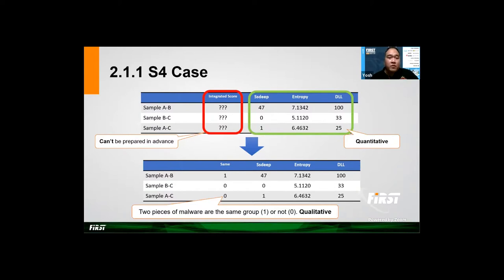What could I use to prepare the data for learning? The answer is: are the two pieces of malware in the same family or different? This is qualitative data because there are only two poles, same and different.